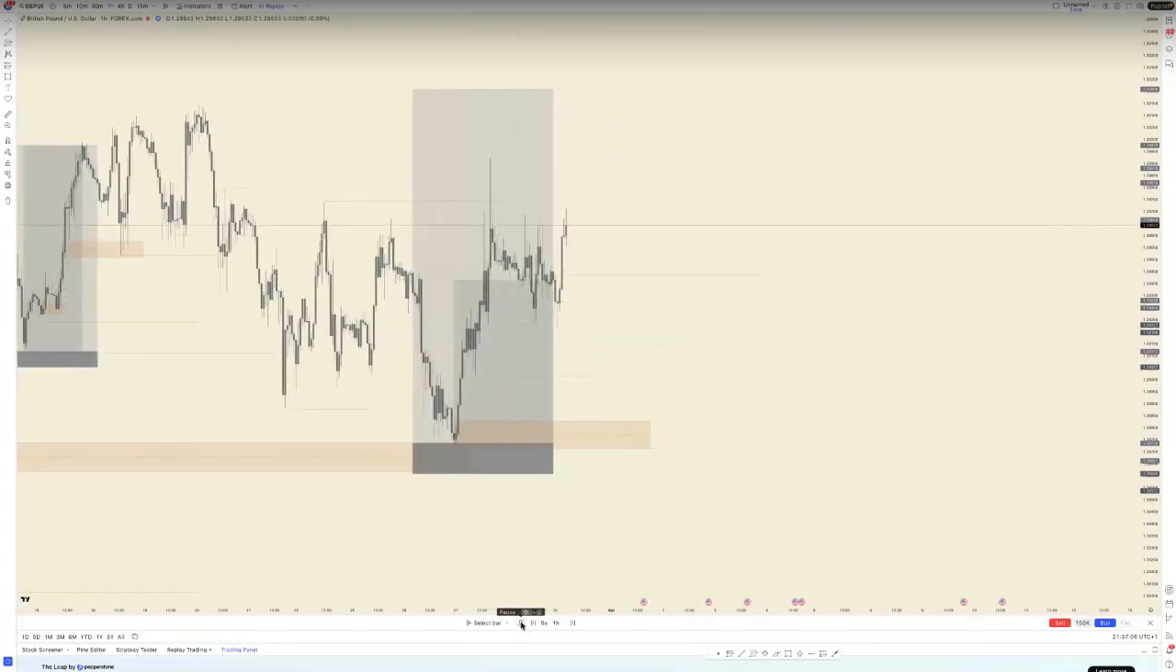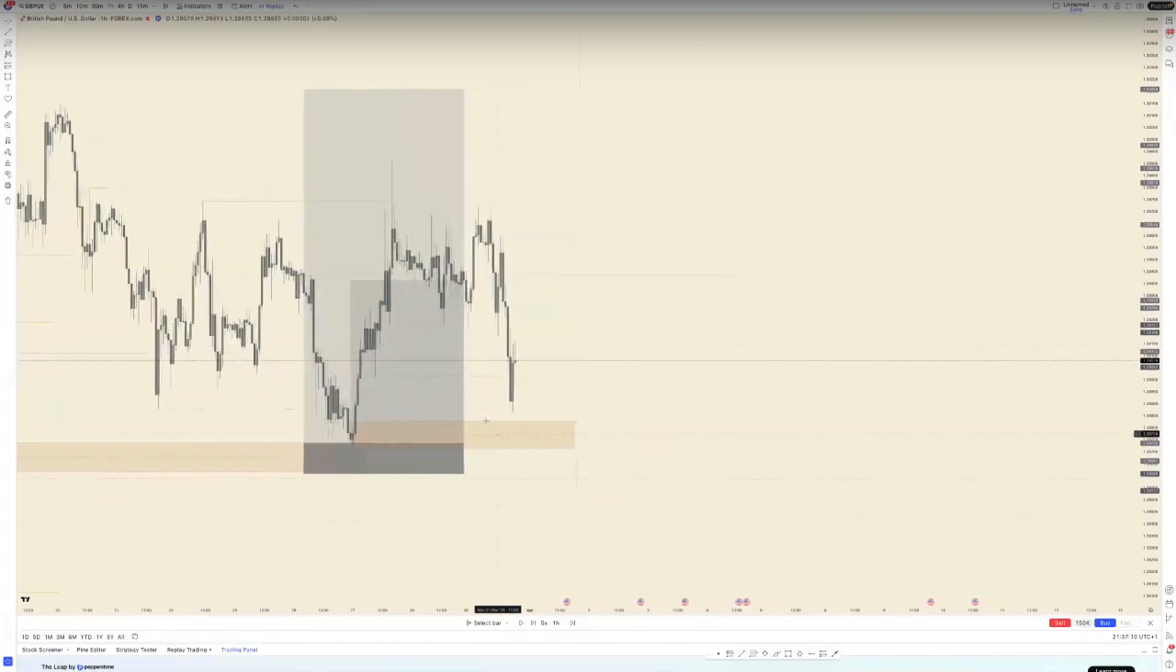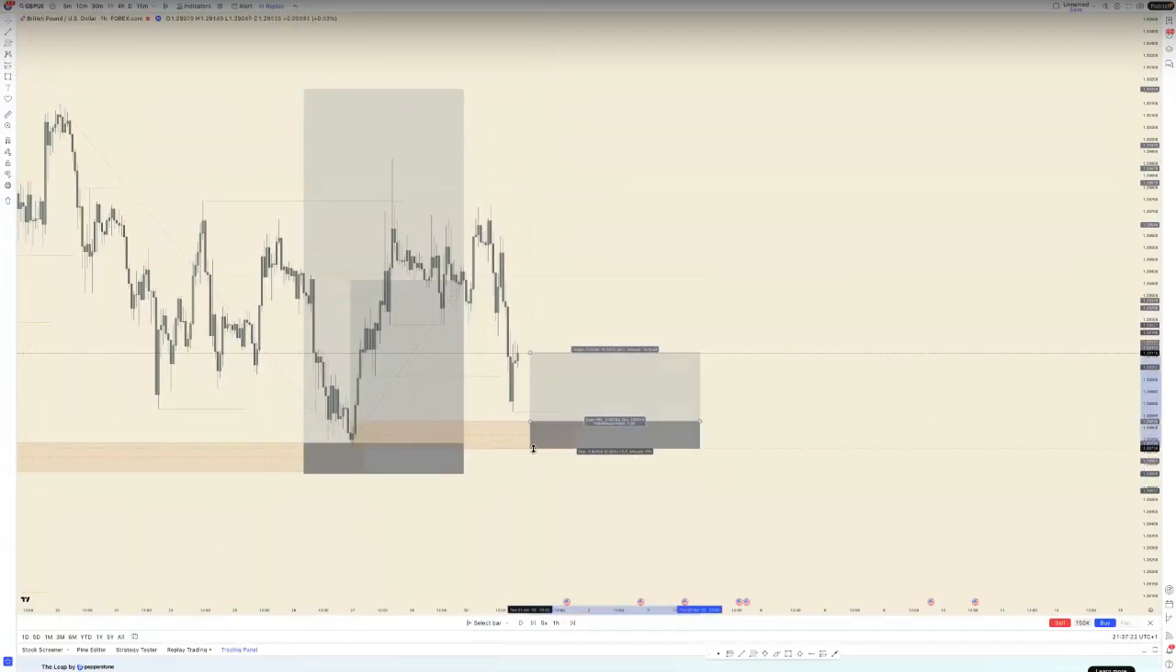So this was the beginning of the new month. This was when the new month started. So that's when we're having all this conflict. And then they induced this order block here. So that is engineered liquidity. Okay, entry here, stop loss here.